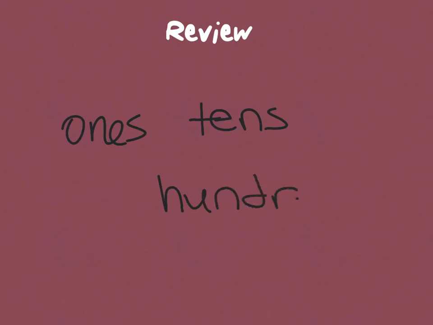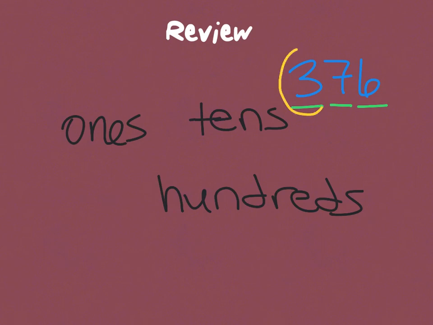We learned that there are groups of ones, tens, and hundreds. A 3-digit number, such as 376, has ones, tens, and hundreds in its place value. So that means that there are 3 hundreds, because the 3 is in the hundreds spot. We can determine that there are 7 tens, since 7 is in the tens spot. And lastly, we can determine that there are 6 ones, because 6 is in the ones spot.